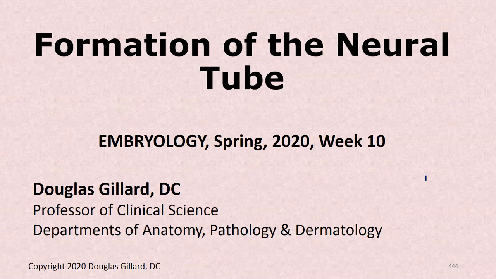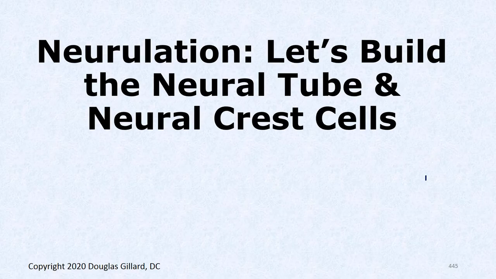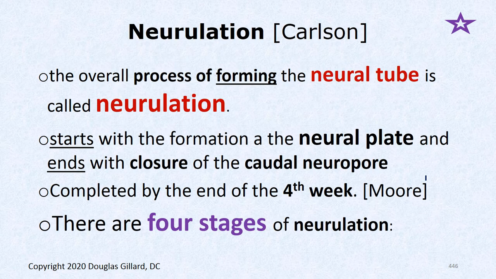So let's talk about forming the neural tube. So this is the process of neurulation. And yep, let's talk about it. So the overall process of forming the neural tube is called neurulation. Starts with the formation of a neural plate. It ends with the closure of this tube that we're going to create. And we have a cranial and caudal end of the tube, and we need to seal those up. The cranial end seals first, caudal end second. Once the caudal end is shut, then the process of neurulation is complete. And that doesn't happen until week 4.